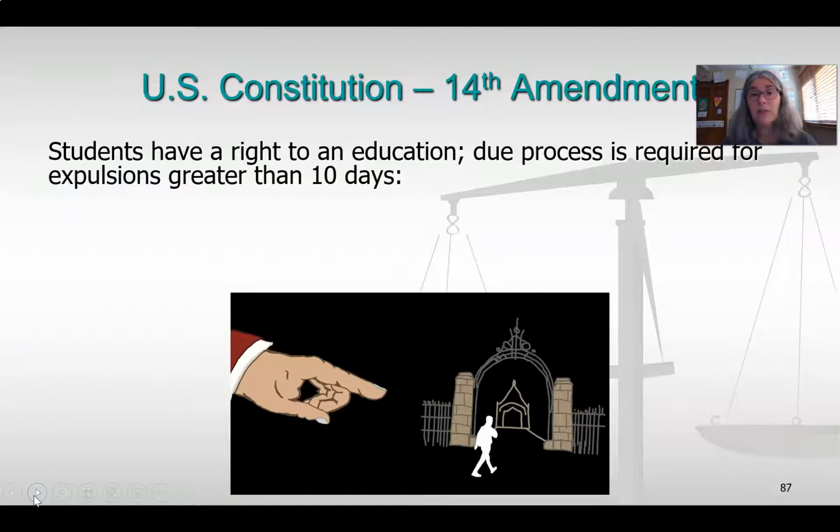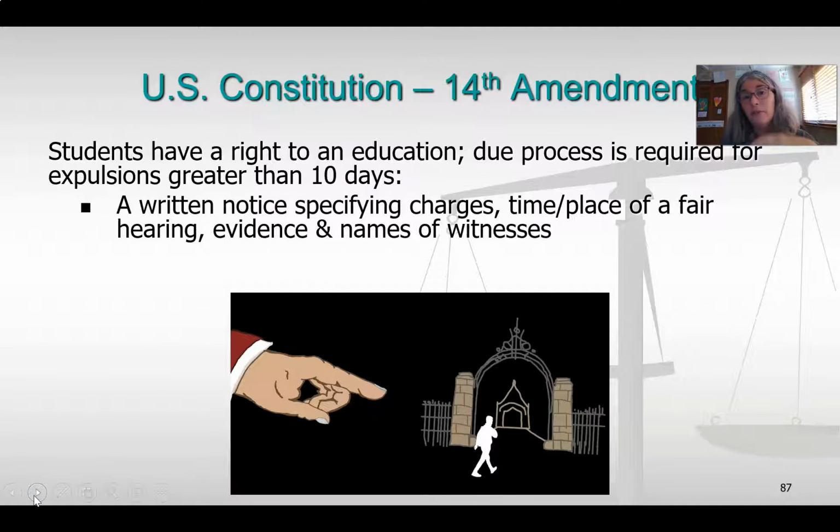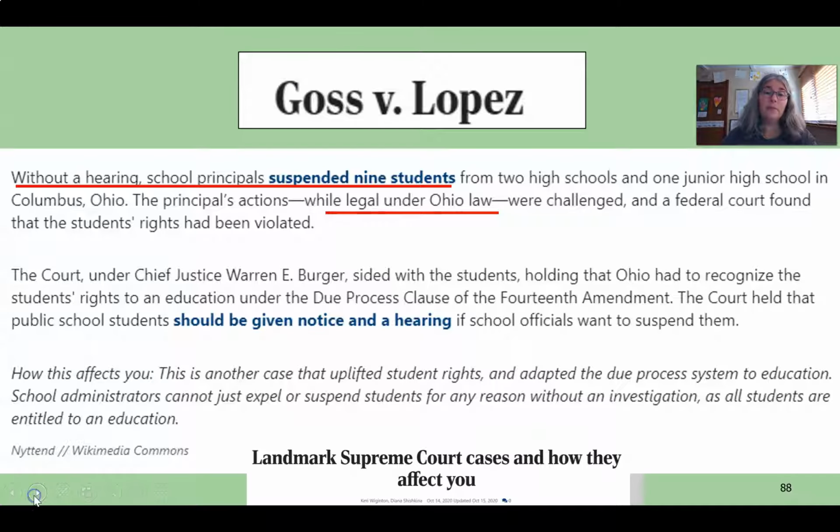So students have a right to an education. So due process says it is required for an expulsion or a suspension of greater than 10 days. So meaning if you're going to kick a student out for more than 10 days, they are required due process because you're supposed to be providing them an education. One of the first things you have to give them is a written notice of what their charges are, when their hearing is going to be, and what kinds of evidence or witnesses you might have.